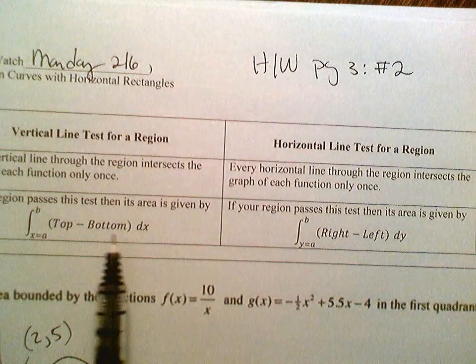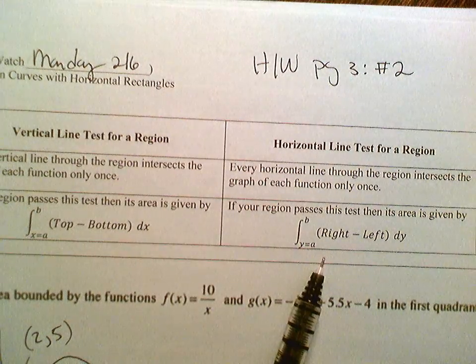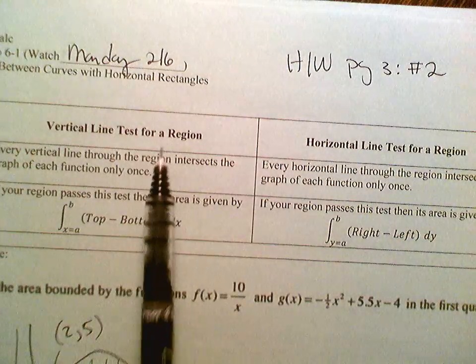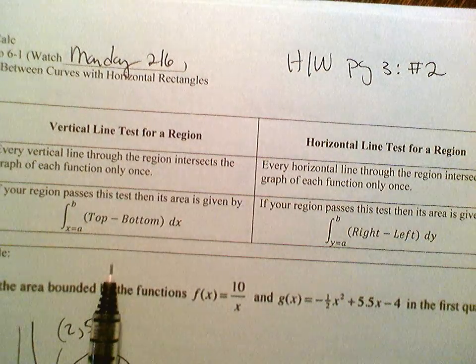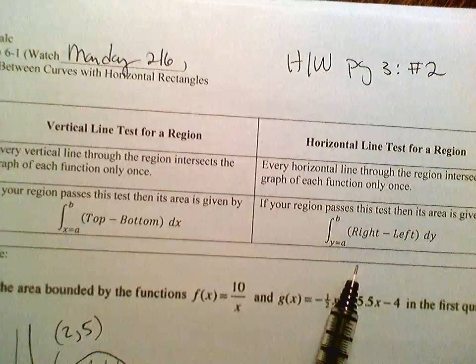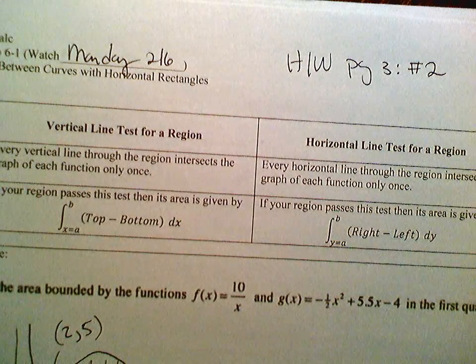And to decide which of these two formulas you use: if your region passes the vertical line test, you would use this formula. If it passes the horizontal line test, you'd use this one. It could pass both, and then you would have your choice.